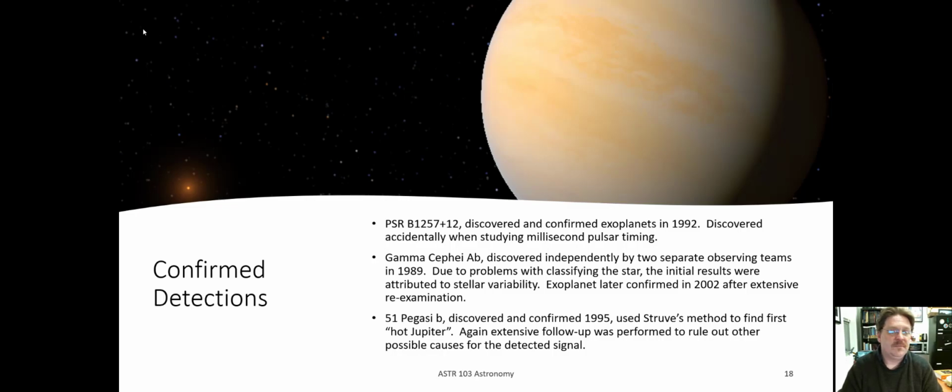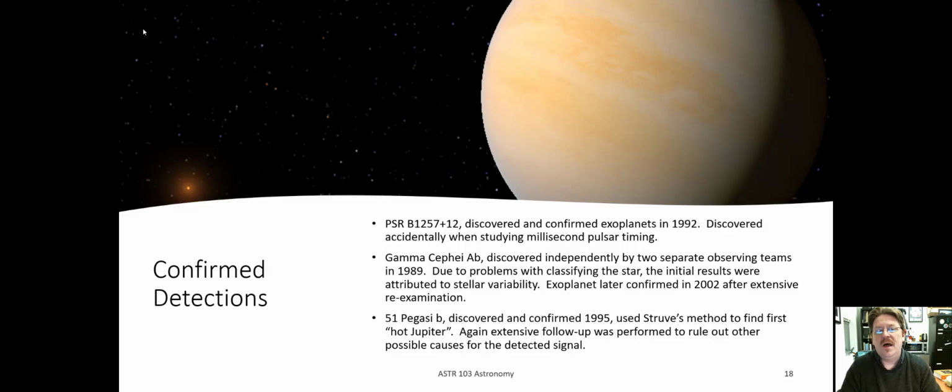So next we get to the confirmed detections. The first one, and this is the first confirmed detection, and this one is wild. This was in 1992, and it was detected around the most unlikeliest of objects. It was detected around what we refer to as a pulsar, or the remnants of a dead star, a star that had gone supernova, and the pulsar was the core almost entirely composed of packed-in neutrons that was left behind.